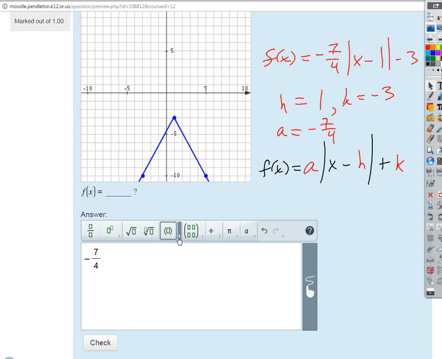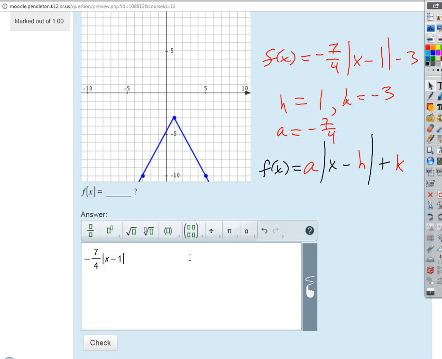If I hit that symbol right there, look what I get, all these options. Well, there's one right there for absolute value bars. So if I click that, it opens up absolute value bars, and then it puts an edit box inside, so I can put stuff inside them, right? What goes inside, it looks like it's x minus 1.